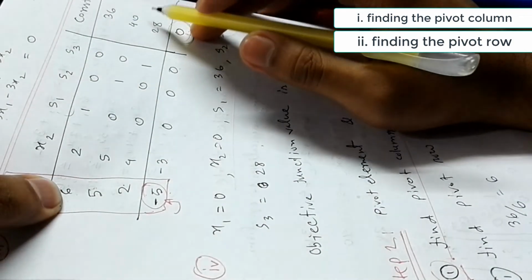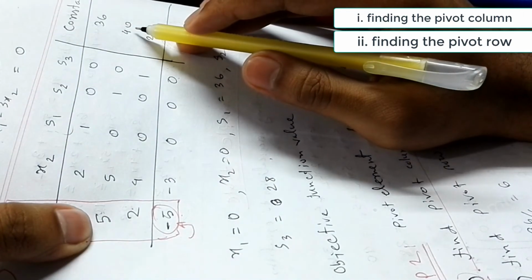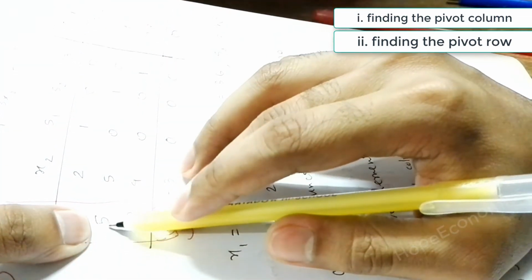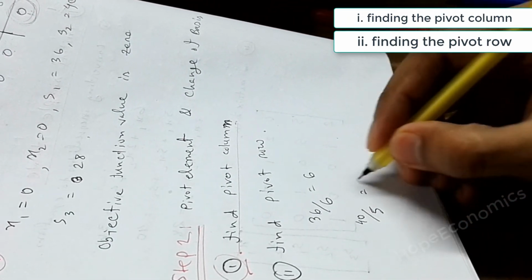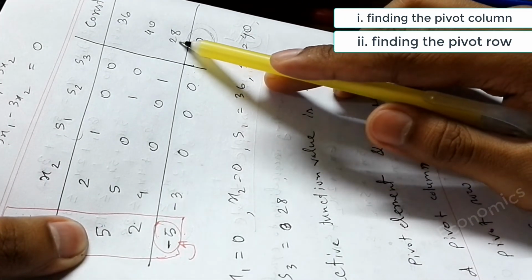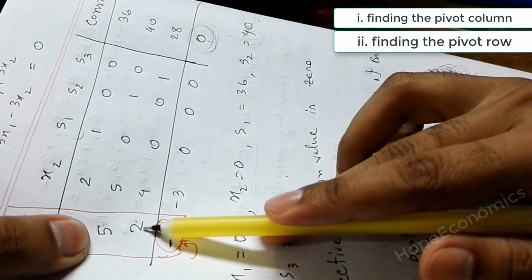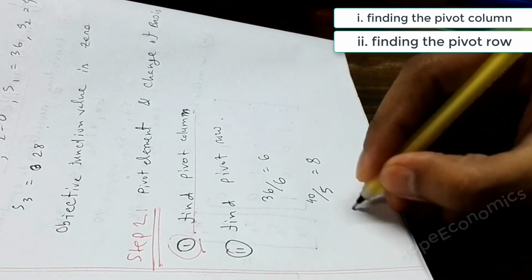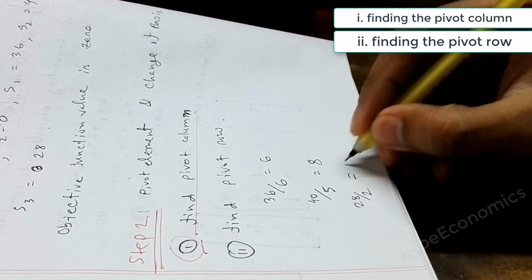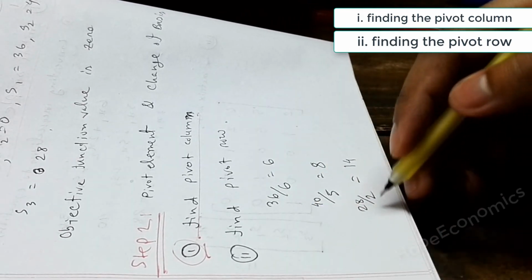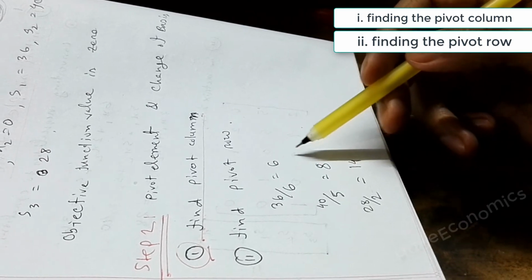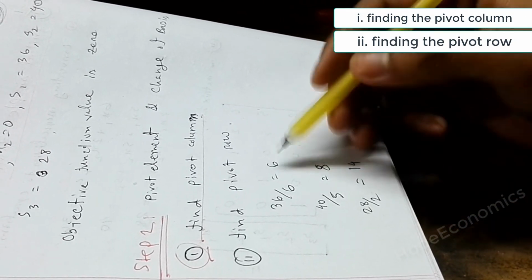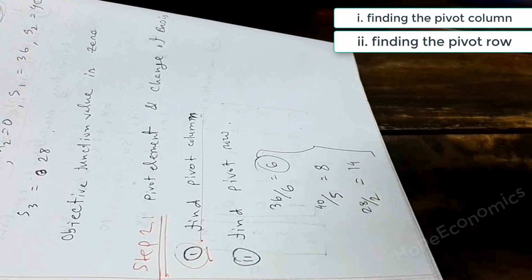In case of the second one, 40 is our constant. It will be divided by 5. So 40 divided by 5 is 8. And the third one, 28 divided by 2, is 14. So this is our displacement ratio. So finding the pivot row, what we have to do is just find the smallest one. Among these three, 6 is the smallest one.